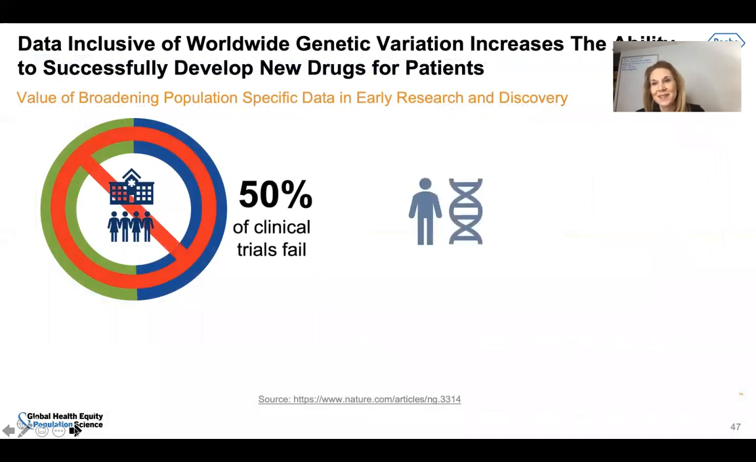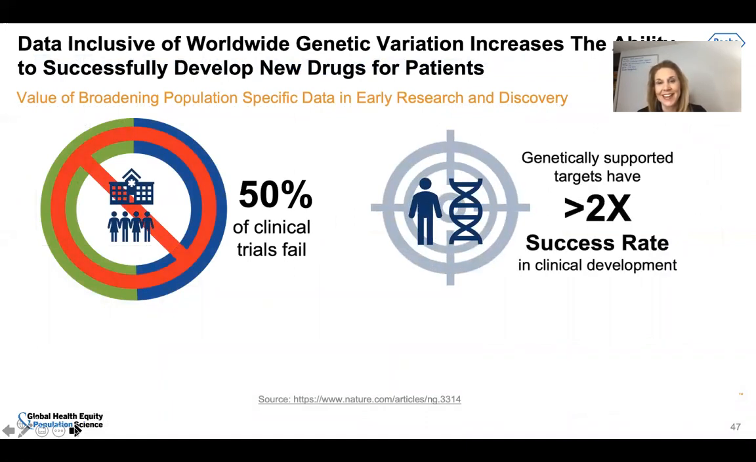You might have to build this one. Yes, thank you. I think all of us appreciate that the clinical development environment includes a highly rigorous process that's truly fraught with failure. In fact, over 50% of clinical trials fail. We also know that when targets have genetic support and genetic data informing them, it increases our success rate in development. So genomic data increases clinical research success.